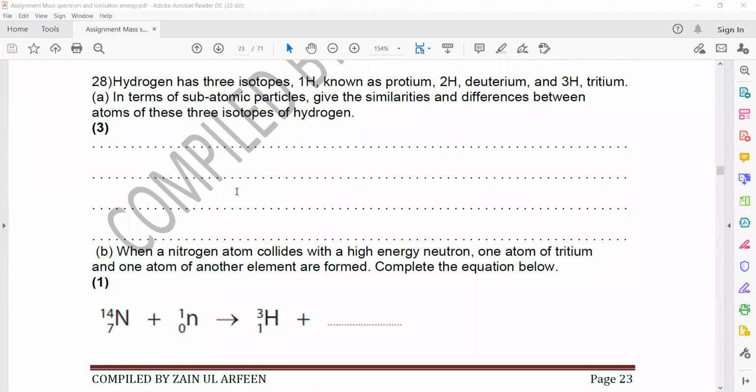Question 28. Hydrogen has 3 isotopes. In terms of subatomic particles, give a similarity and a difference. They will have the same protons and they will have different neutrons inside the nucleus.